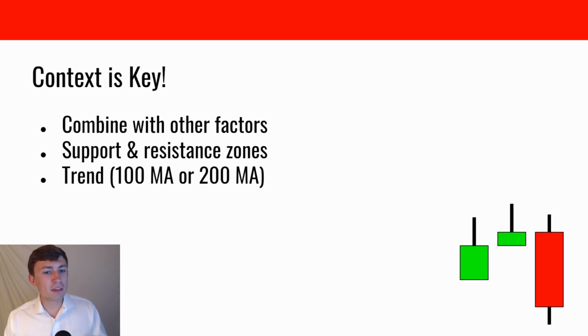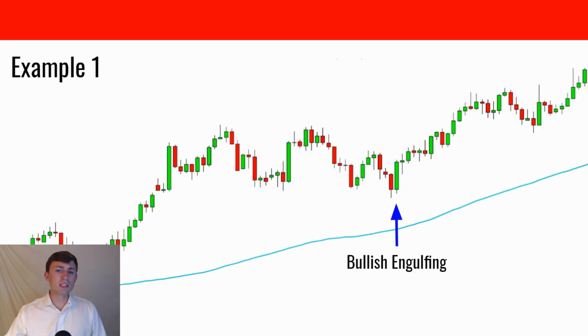So we can combine things with support and resistance or a trend using a moving average, right? If price is above the 200 moving average, maybe you buy. And if the price is below the 200-day moving average, you look for sells only. So let's get into some quick examples here about candlestick patterns and how to combine them with some other factors.